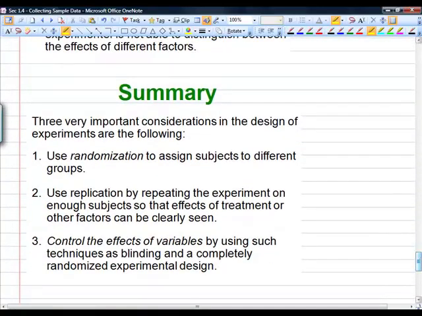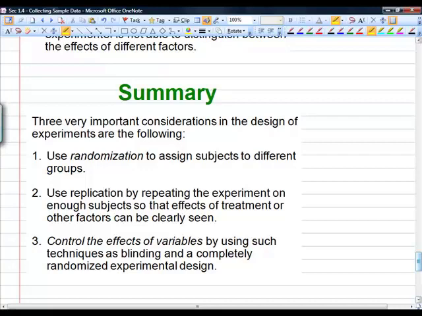In summary, there's 3 very important considerations whenever you're designing experiments. The first one is you have to make sure your subjects are random. Use randomization to assign subjects to different groups. Remember, there's no amount of statistical torturing that can compensate for poorly collected data. Randomization is key to that. Number 2, use replication by repeating the experiment on enough subjects so that effects of treatments or other factors can be clearly seen. You want to have a sufficiently large sample size.